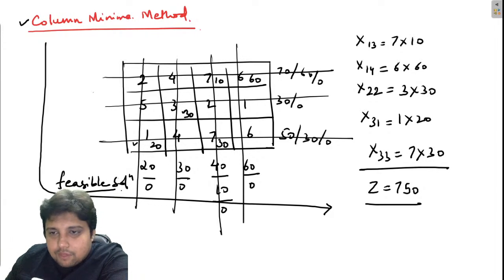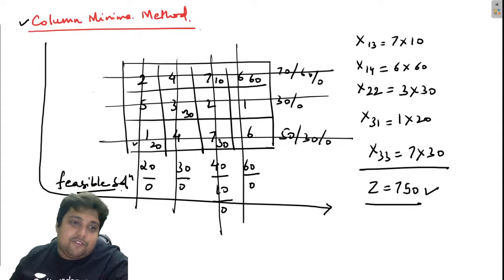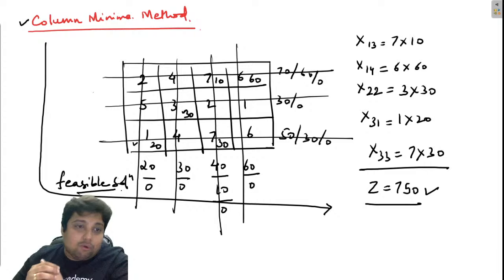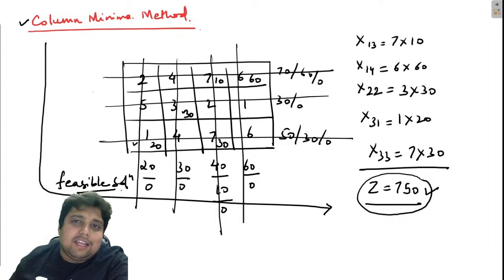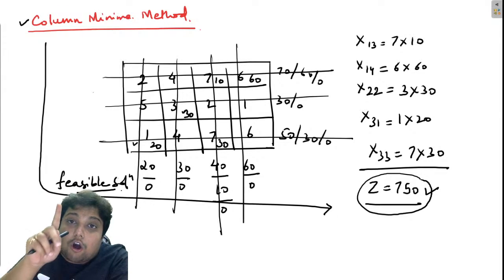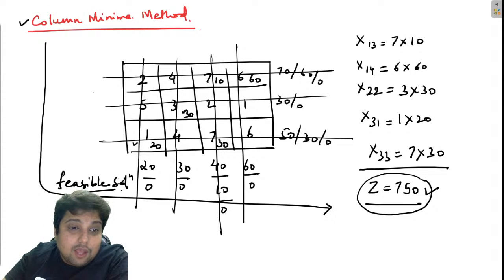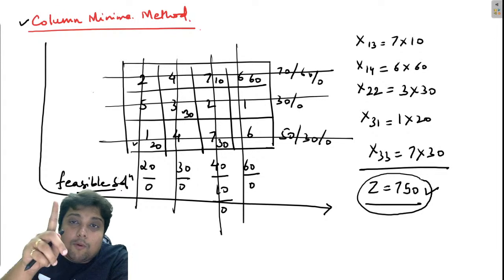Z equal to 650, right? So guys, up until then we have got three different solutions: 650, 650, 750. My question to you is, out of these three solutions, which do you think is the best solution? Is it 750? My dear friends, 750 is basically the worst solution out here. Although all the solutions are feasible, 750 is the worst. Why? Because the objective is to minimize the transportation cost, and 650 is way minimum than 750. Correct? I hope people are getting my point.